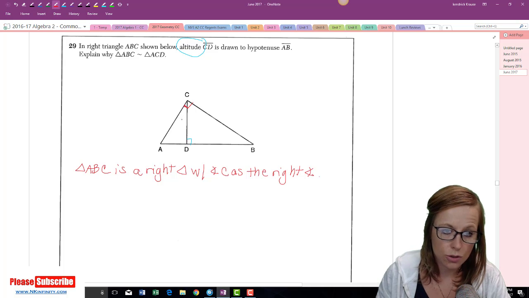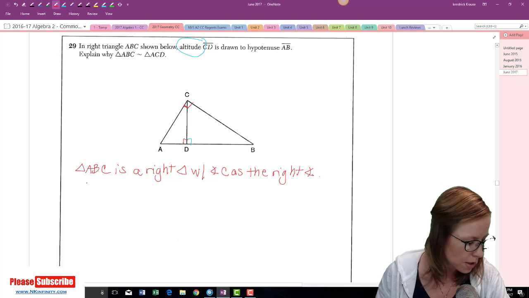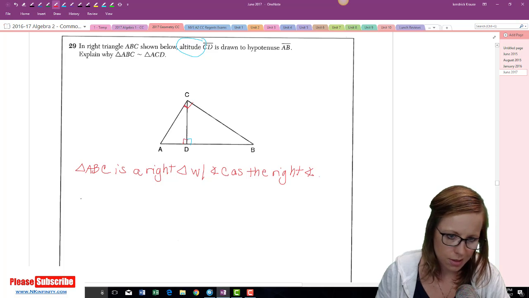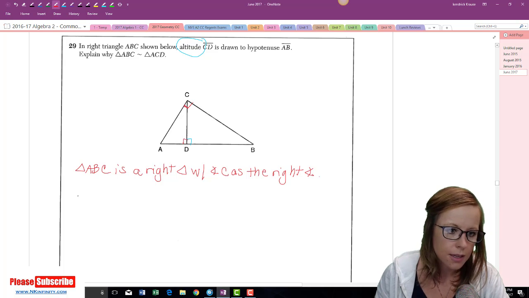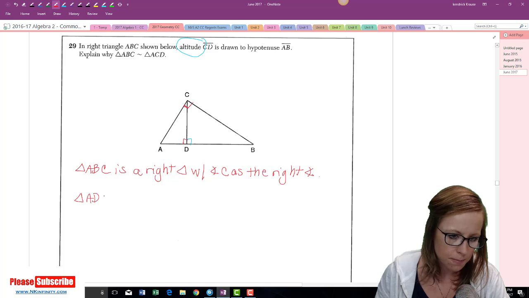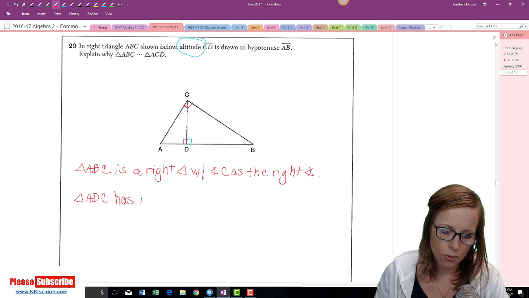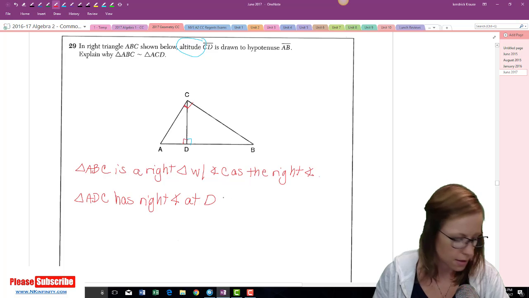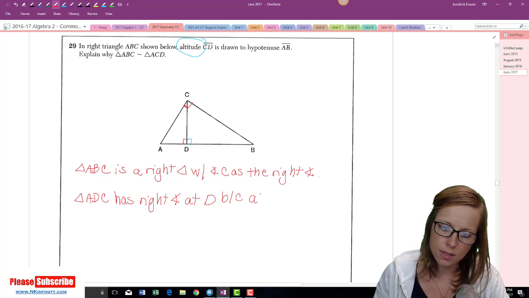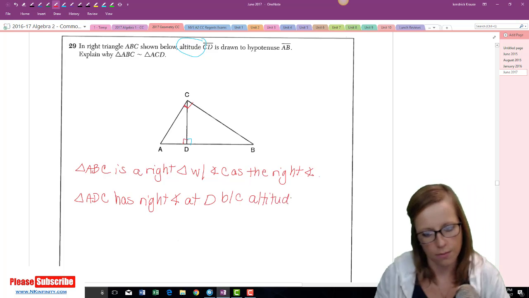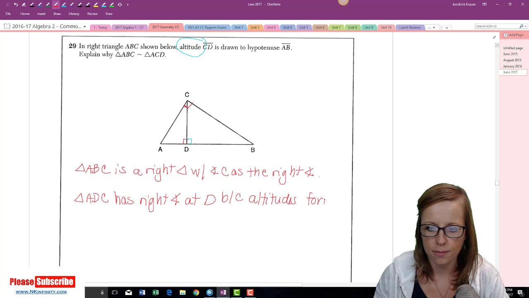Triangle ACD is also a right triangle, right? Triangle ADC has a right angle at D because altitudes form right angles.